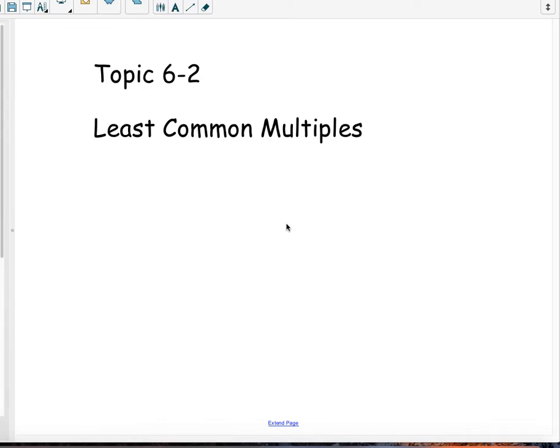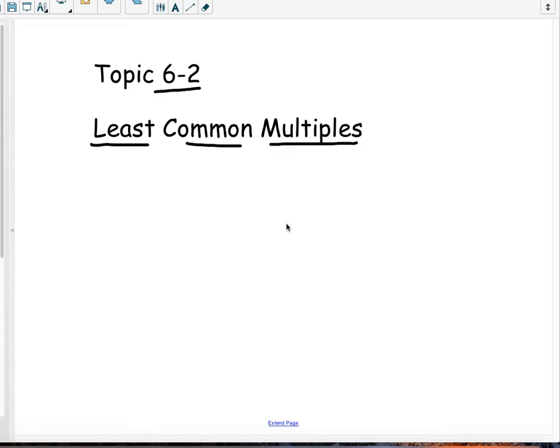Kids, here we go. In this lesson, topic 6.2, we are going to be finding the least common multiples for a number or set of numbers. So what we're going to do is take some notes, and what I would like you to do is open your notebook and your math book and get ready to go.